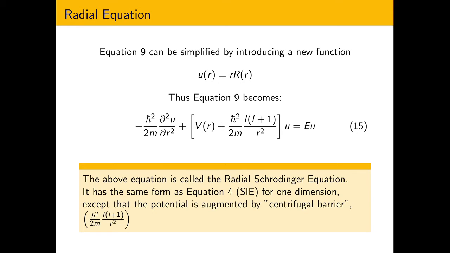Okay, so this equation is the radial Schrodinger equation, and it has the same form as Schrodinger's time-independent equation in one dimension, except that the potential part has an extra part to it called the centrifugal barrier, the h cross square by 2m into L into L plus 1 by r square.